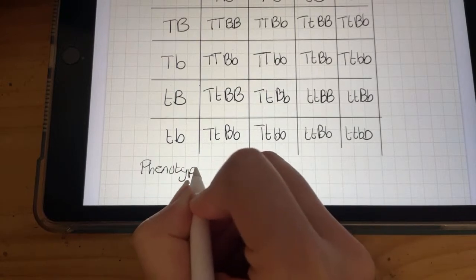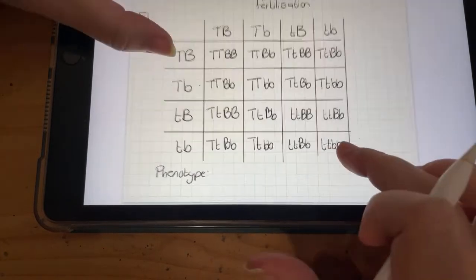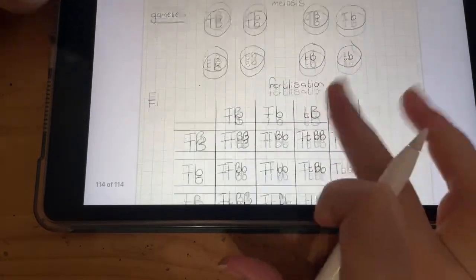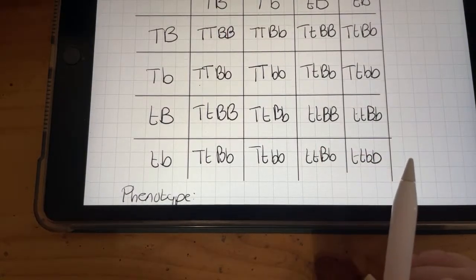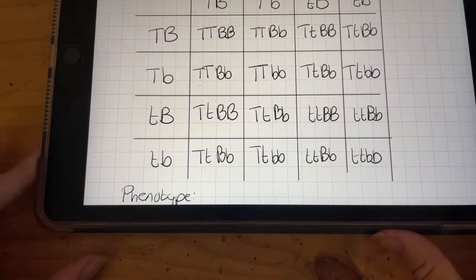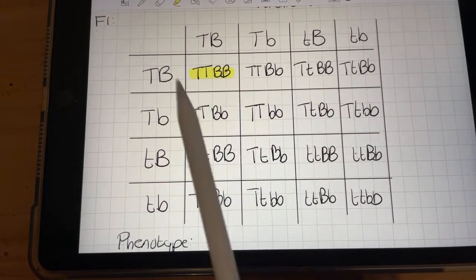In other words, I'm going to go around here and put everybody who is the same color and size together, starting off with the fact that we've got tall and black. So I'm looking for all individuals that are tall and black, which means they need at least one capital T and one capital B. So tall and black, yes.